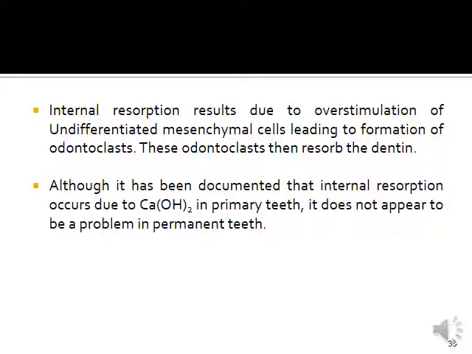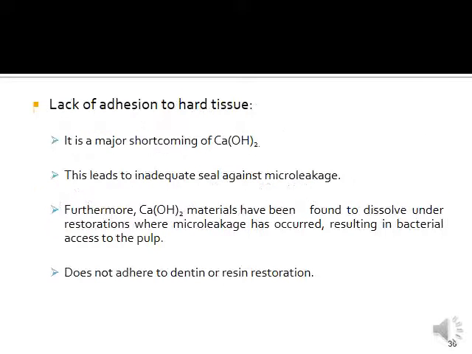Accumulation of undifferentiated mesenchymal cells leads to formation of odontoclasts. These odontoclasts then resorb the dentine. Although it has been documented that internal resorption occurred due to calcium hydroxide in primary teeth, it does not appear to be harmful to the tissue. It is a major shortcoming of calcium hydroxide.